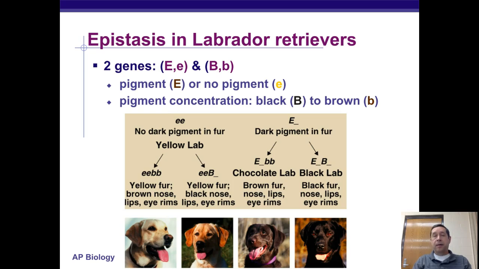If they have one copy of the black gene with the two no pigment genes, they get yellow fur with a black nose, eyes, and lips. Chocolate labs have at least one copy of the pigment gene, but two copies of the brown gene. They get brown fur, brown eyes, and so on. To have a black lab, you have to have at least one copy of the big E and one copy of the big B gene. You see the different examples here.